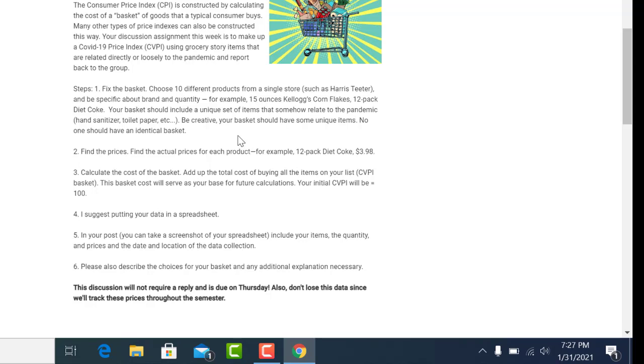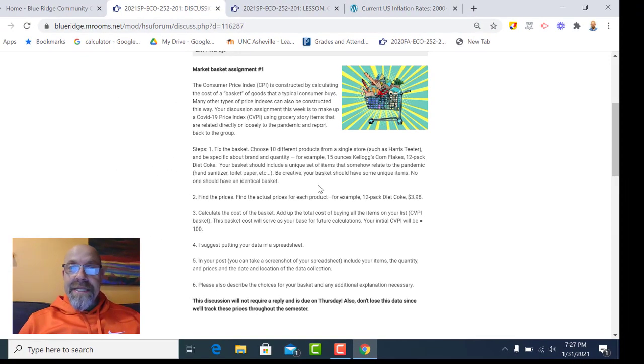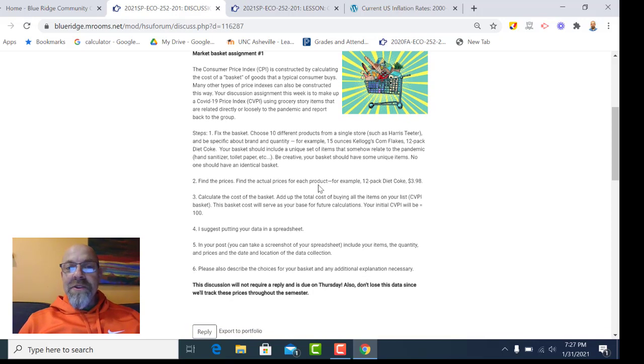You can go directly to the store and gather the prices, maybe make your shopping trip a little more fun, or you can gather the prices online. Be creative, have fun with it, but your basket should be unique, so it's pretty easy to tell when two people are using the same basket. I want you to do your own data collection and your own calculations. You're going to find those prices, build a little spreadsheet with them, and then calculate the cost of the market basket.